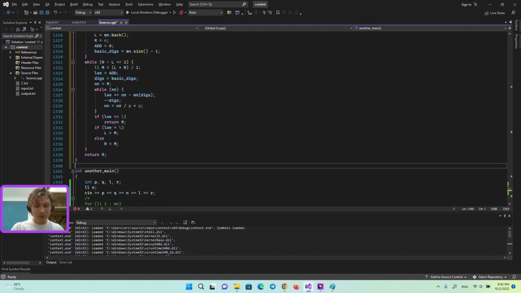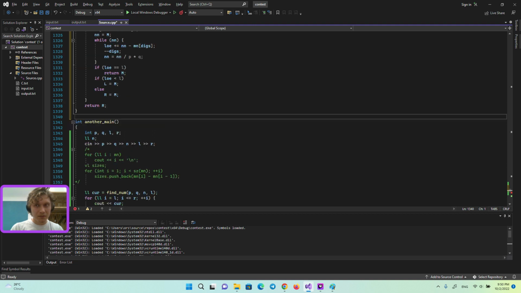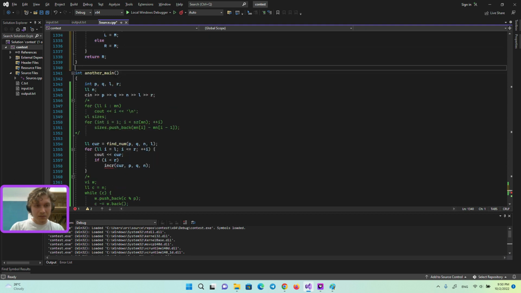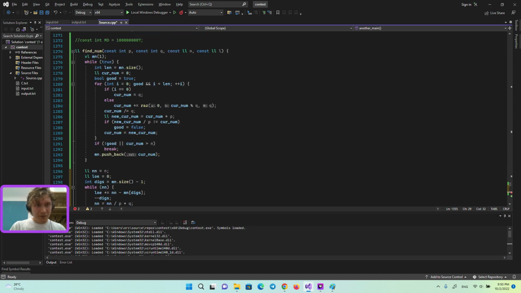And after all, I have to make a procedure to increase a number. Okay, first of all, we need to make 2R.